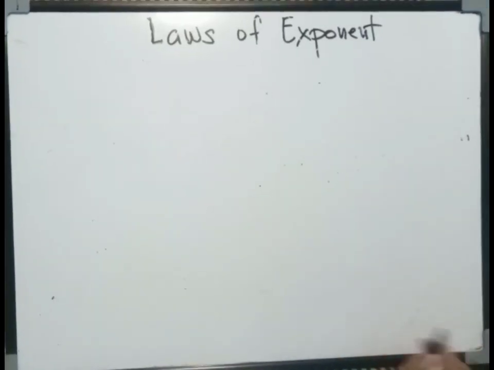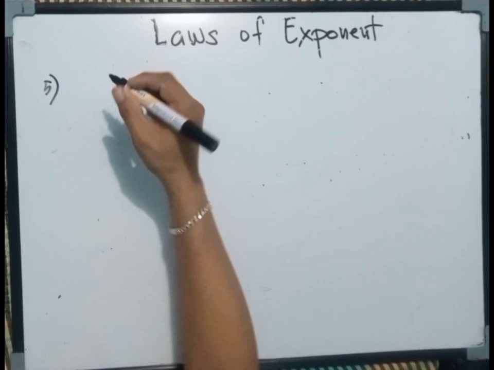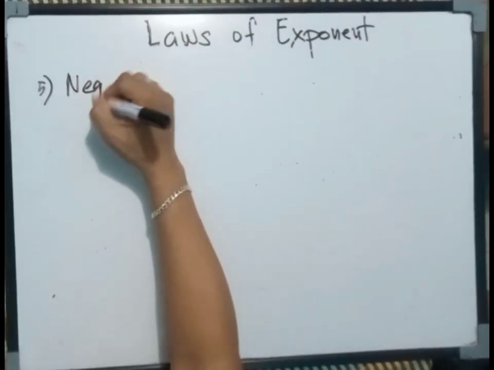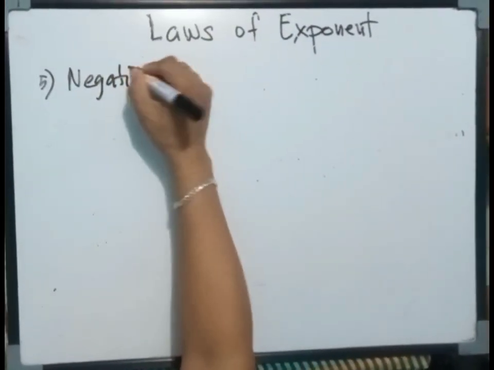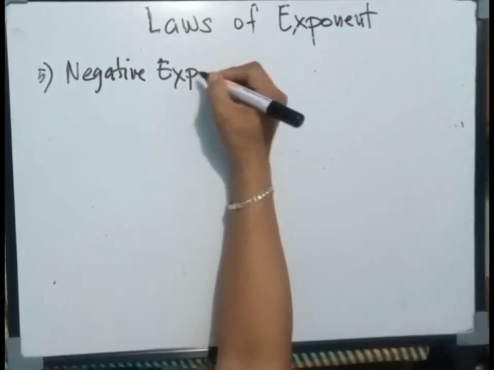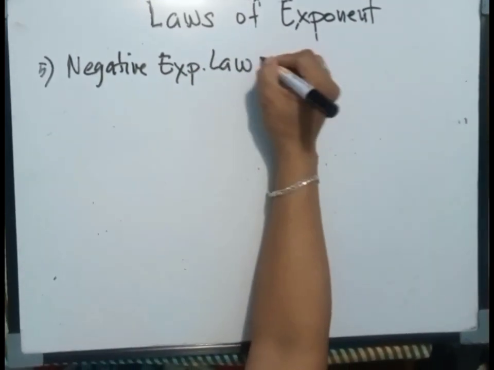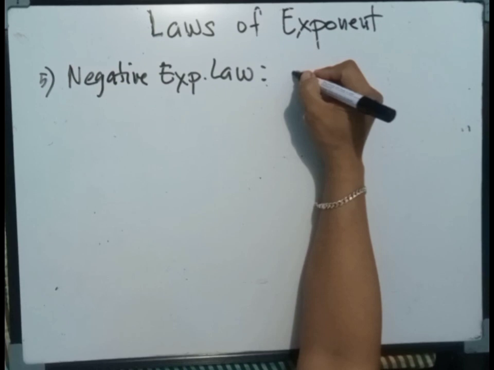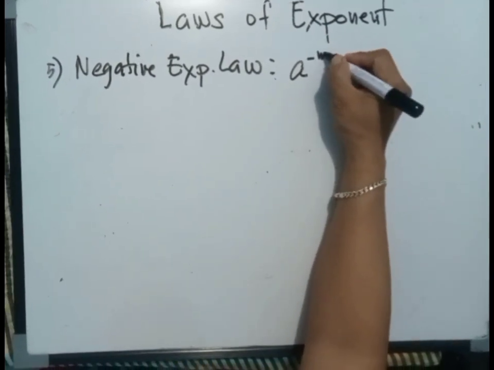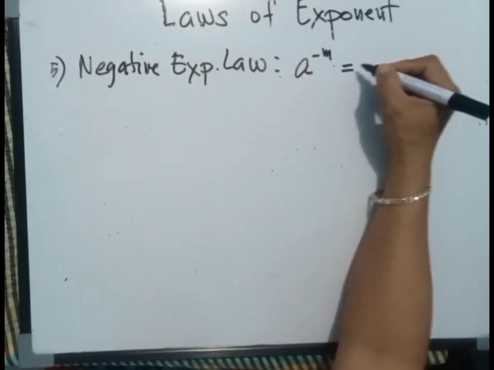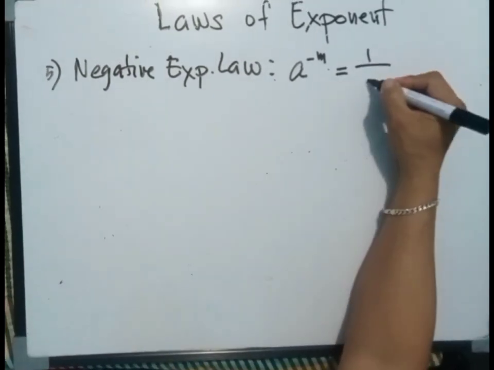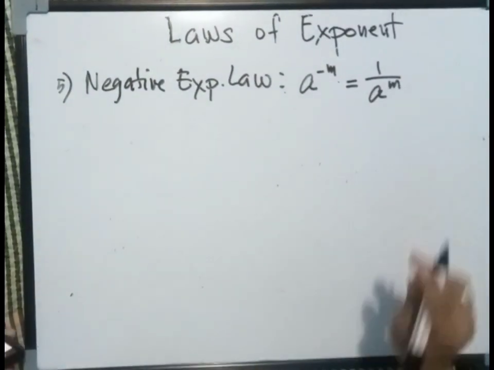Let us proceed to the fifth law. The negative exponent law. It states that if a raised to negative m, then it is equal to 1 over a raised to m.